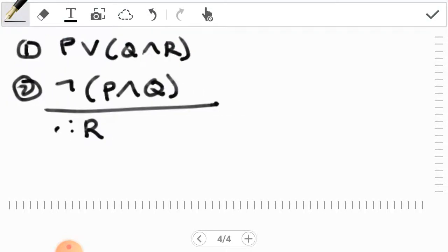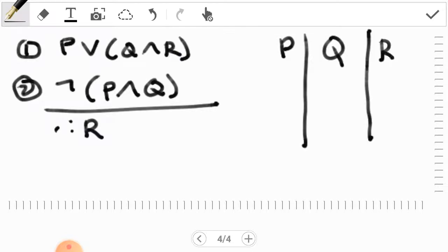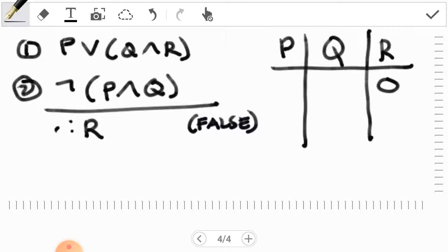In our argument, we have three propositions involved. We have the propositions P, Q, and R. If we want to verify if this argument is invalid, again, we will force our conclusion to be false. Therefore, if our conclusion is false, then R must be 0 because we want the conclusion to be false.